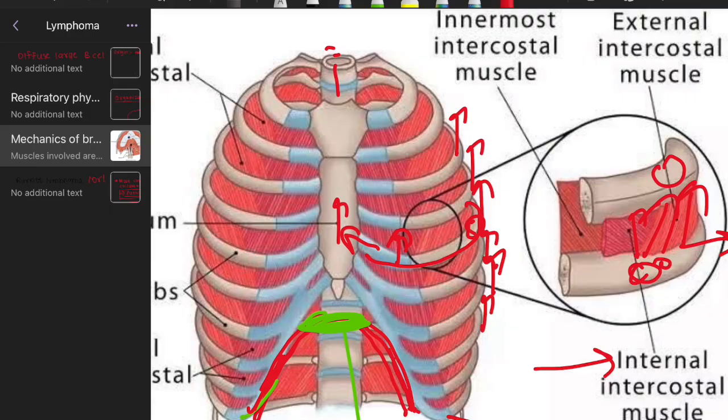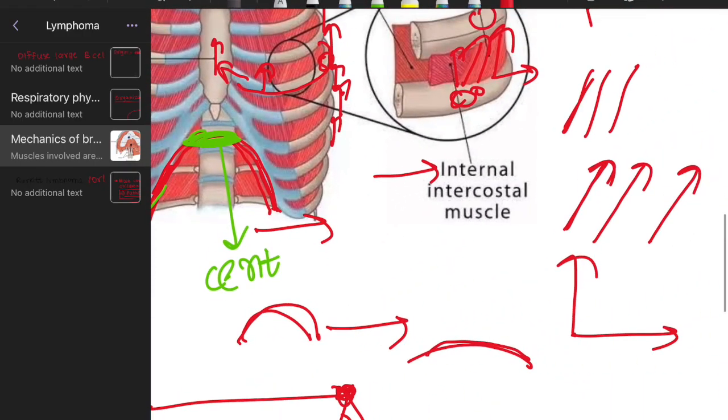But hey, you must have observed that expiration is not that sudden too. If it happens that suddenly, then it will not be that regulated. The expiration has to be a little bit slow, because if the lung is left on its elastic properties to do expiration, then it will be very fast and unregulated. That is why these intercostal muscles play a role. Now what do the intercostal muscles do?